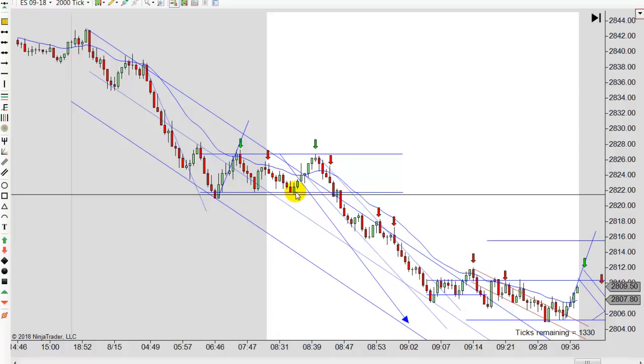And I wouldn't go long yet here. This is very tempting. It's a double test of this level, but we haven't had a break of this trend line. We're not even back to that trend line. And there's enough room to maybe ride one back. So you might consider it, I just think it's really risky after this big leg down, because it wouldn't surprise me at all if we try to make another leg down if we get through this support.